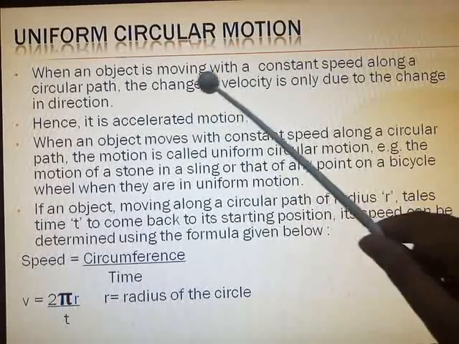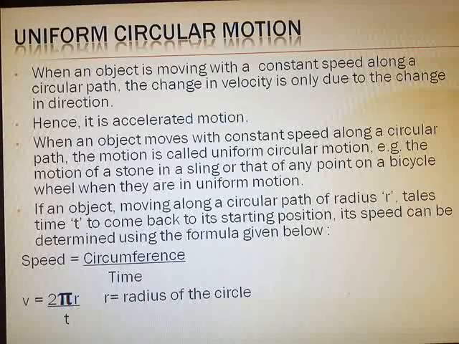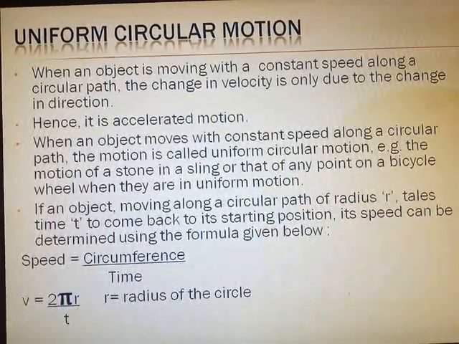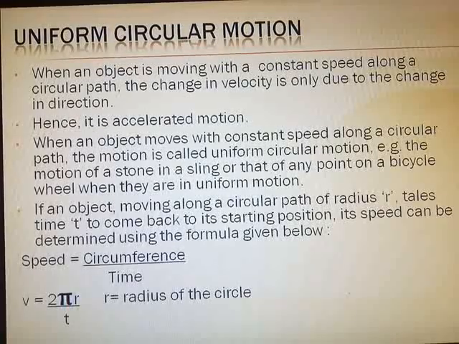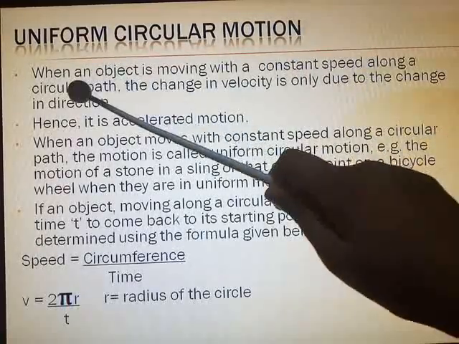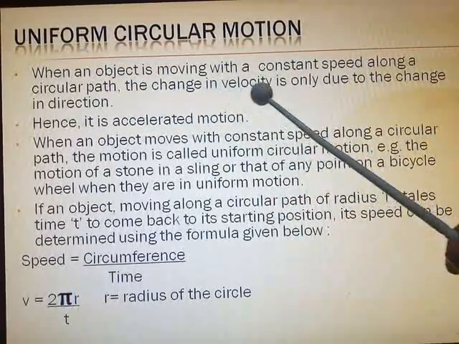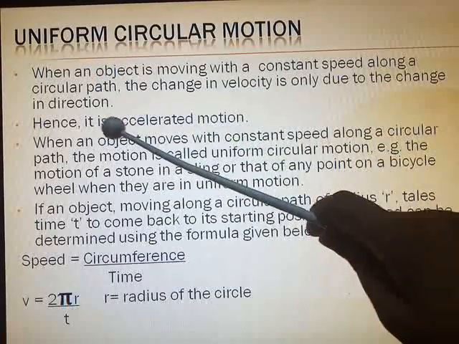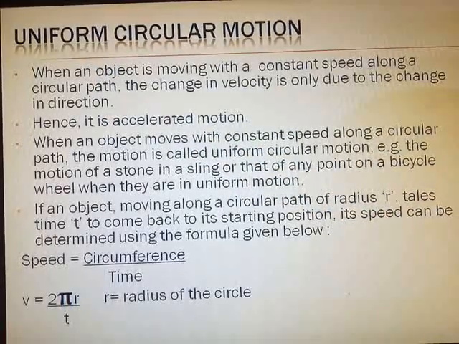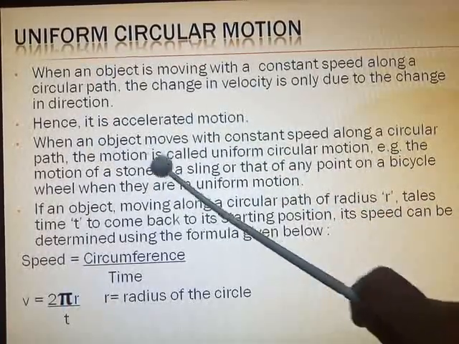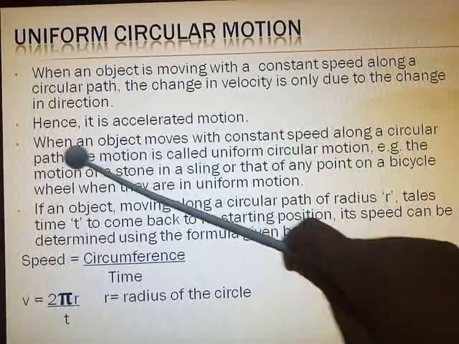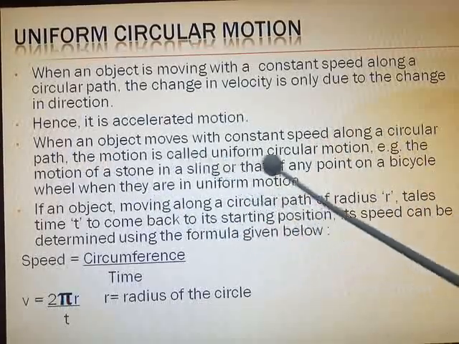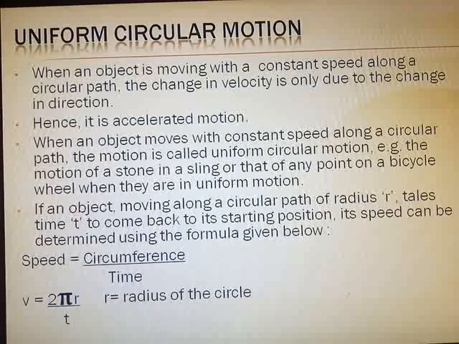When an object is moving with a constant speed along a circular path, I have given you a very good example: the motion of a ceiling fan. Moving with a constant speed along a circular path, the change in velocity is only due to the change in direction. So even though the speed is constant, the motion is accelerated motion. When an object moves with constant speed along a circular path, this motion is called uniform circular motion.